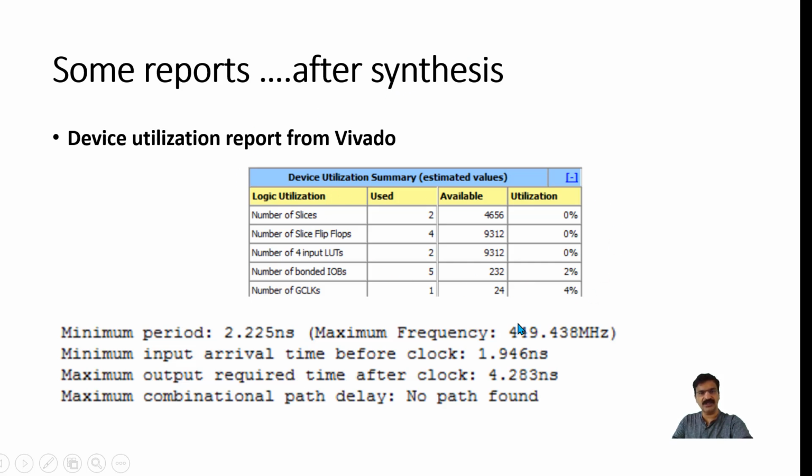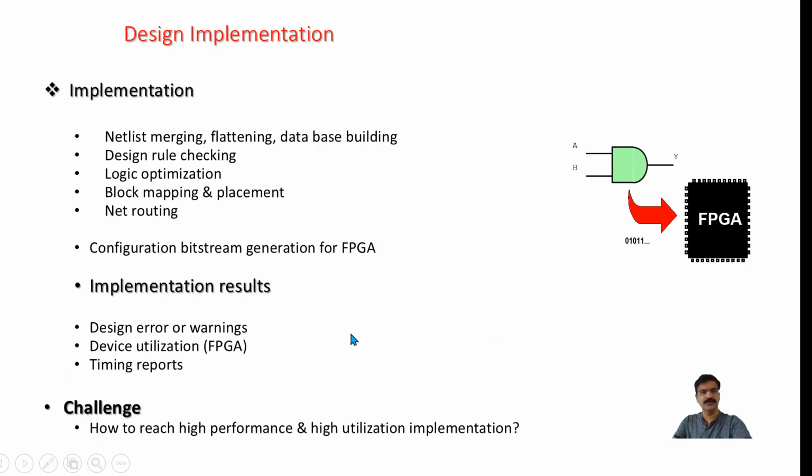So after synthesis, you will get some utilization reports which show the number of slices used out of the number available. The percentage is 0 because it's very small. Number of slice flip-flops used is 4. You have 9,000 of them, but okay. Like this you will get a synthesis report, and it will also show 2.25 nanoseconds, and the maximum frequency achieved is 500 megahertz. So what is the slack? Everything is mentioned in this. After synthesis, you get these kinds of reports.